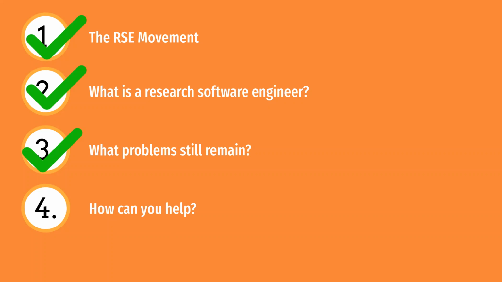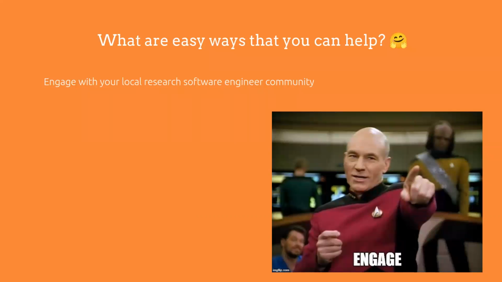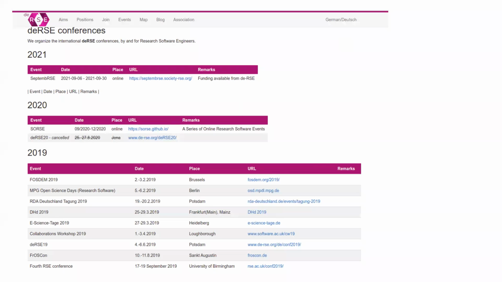Now let's get to the most important part of the talk. How can you help? I think there's a couple of ways you can help. Let's start with the easy ones first. The first way is you can engage with your local research software community. This means checking out the website, seeing what kind of events are there. Is there anything that you're interested in? Maybe you want to talk to people.